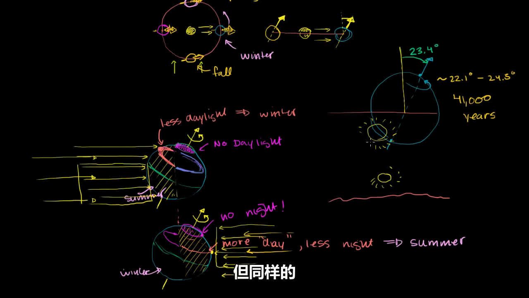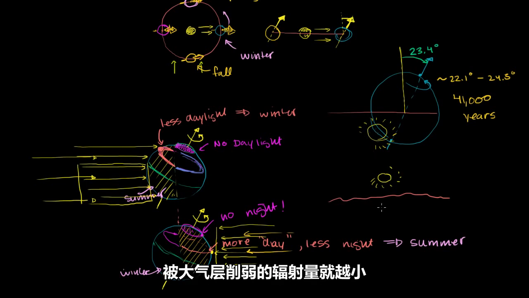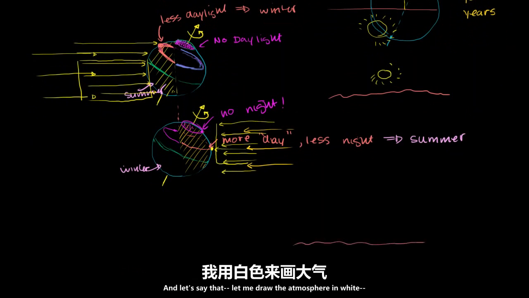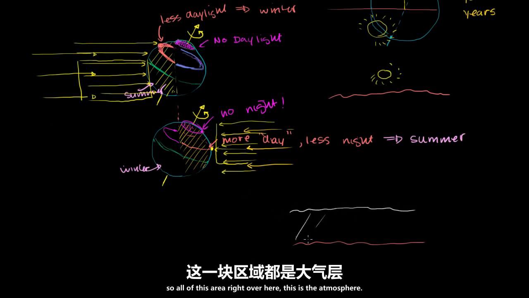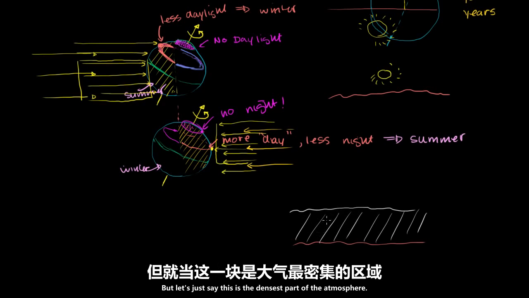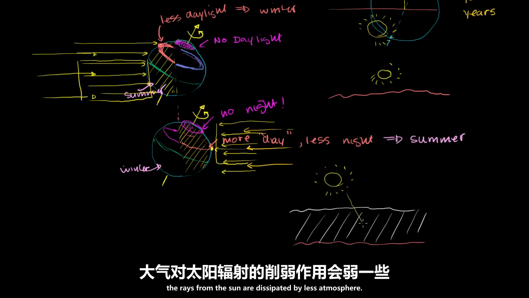But also, when you have a steeper angle from the rays of the sun with the Earth, it's actually going to be dissipated less by the atmosphere. Let me just make it clear how this is. So in the summer, let's say that that's the land. And let me draw the atmosphere in white. So all of this area right over here is the atmosphere. Obviously, there's not a hard boundary for the atmosphere, but let's just say this is the densest part of the atmosphere. In the summer, when the sun is higher in the sky, the rays from the sun are dissipated by less atmosphere.